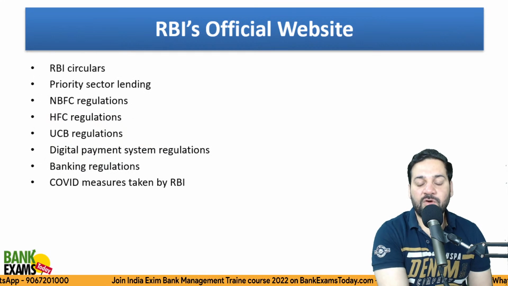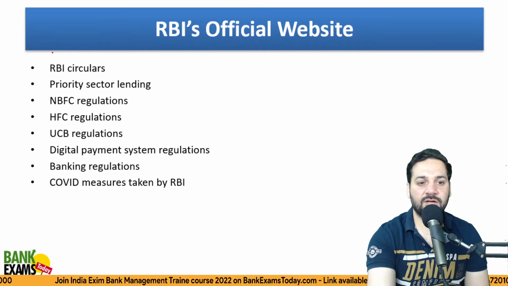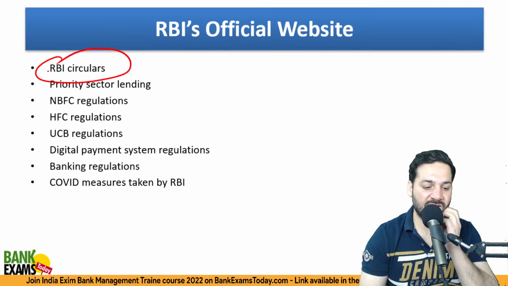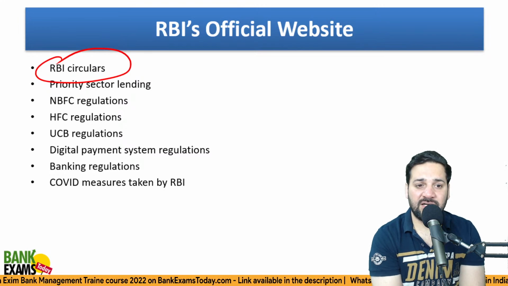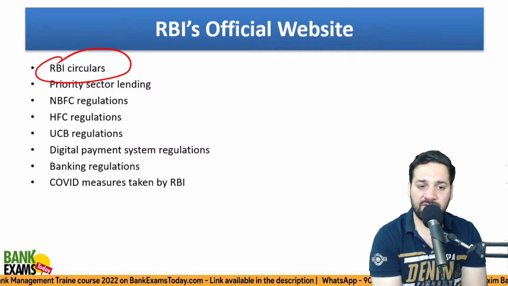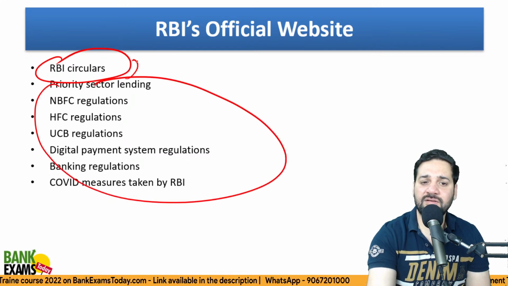So what about the financial awareness? In the financial awareness, the most important topic is the RBI circulars. RBI circulars are most important. Priority sector lending, NBFC regulation, HFC regulations, UCB regulation. All these would be there in the RBI circulars.